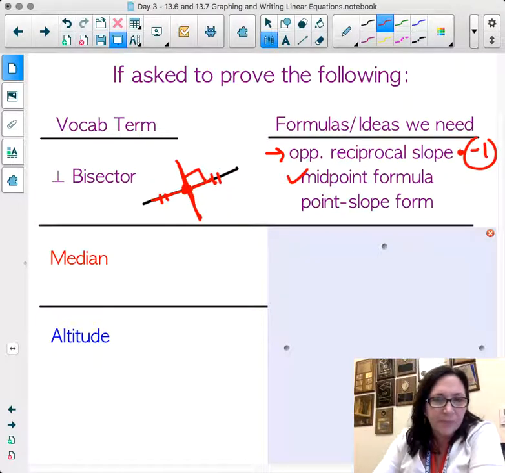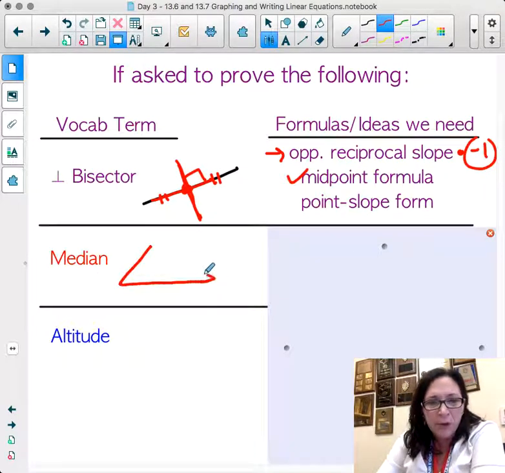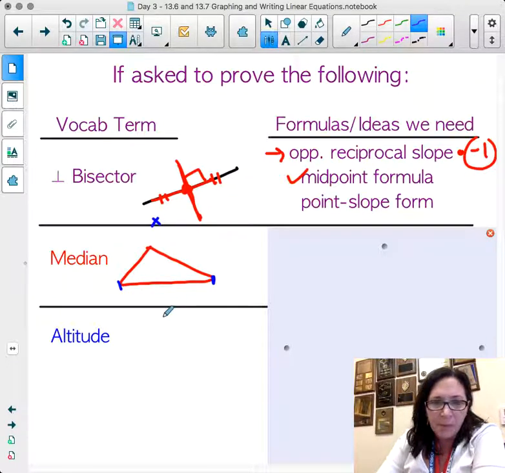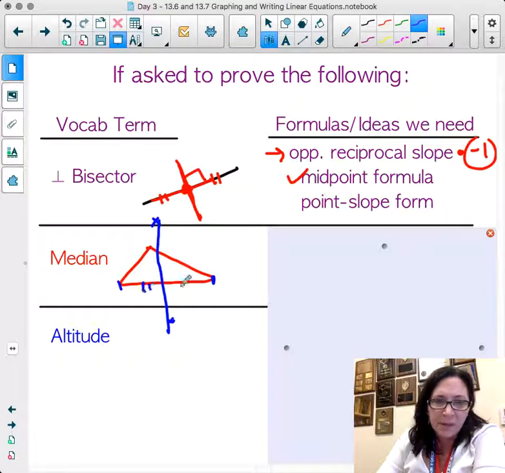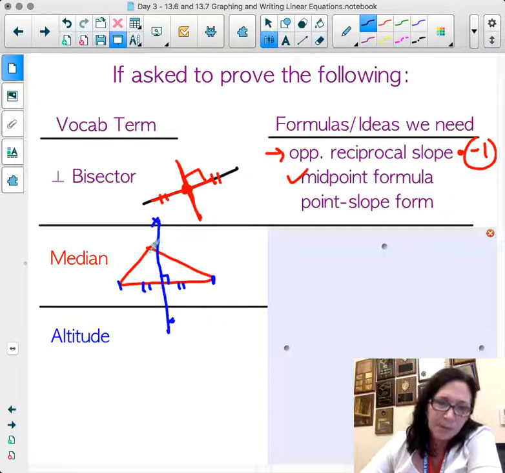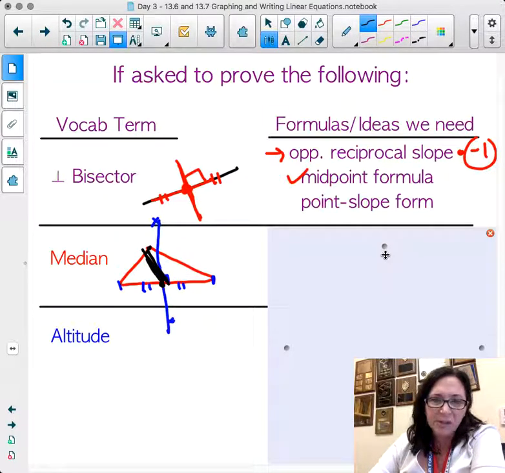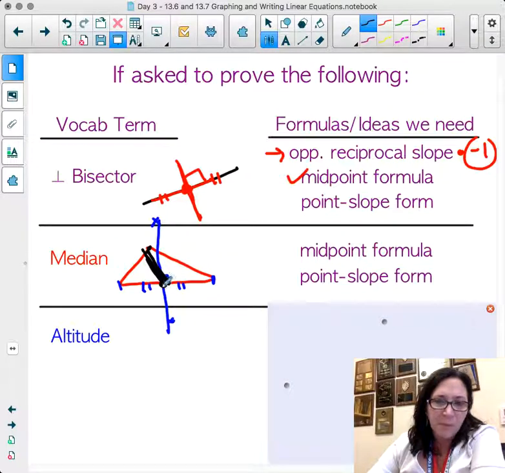Now, a median, if you recall from geometry earlier when we were doing constructions, to find the median, you would bisect this length. Remember, we would arc up, arc down, draw our line that bisected this segment like that. And then it was a perpendicular bisector, but the actual median goes from the vertex to the midpoint. So that line right here is the median, not this bisector. So you would definitely need to find the midpoint in order to find this point, but also you'd use point-slope form.